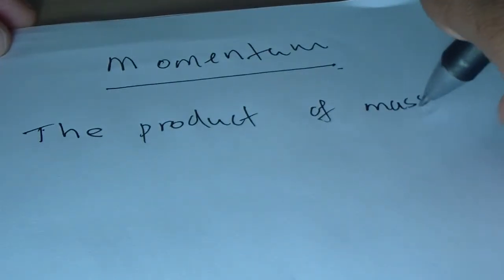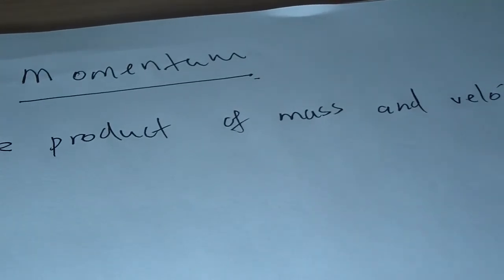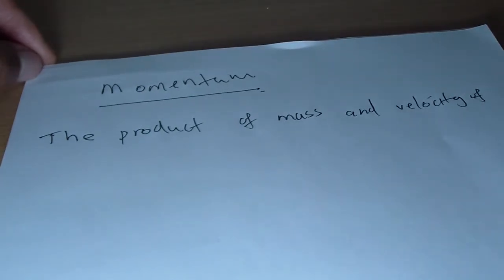So how do we then define momentum? It's simple, because the car has mass and it also has a velocity, whether it's stationary, not moving, which means pretty much the same thing. So momentum is basically the product of mass and velocity of an object. That can be any object.